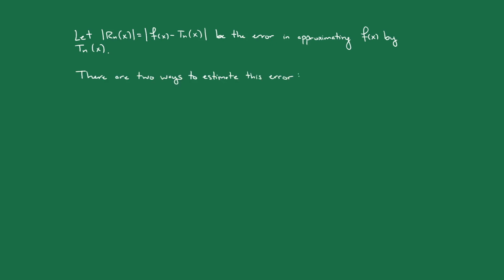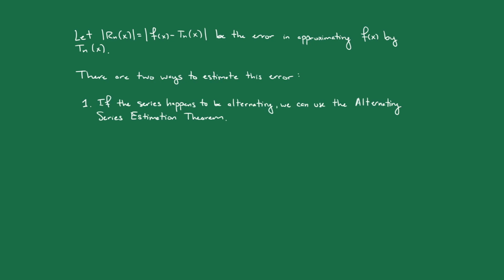The process that we will use to bound the error will be similar to the one we used for alternating series. First, let R sub n of x be the error in approximating f of x by T sub n of x. Then there are 2 ways that we could estimate this error. First, if the Taylor series happens to be alternating, we can go ahead and use the alternating series estimation theorem from the previous lecture.